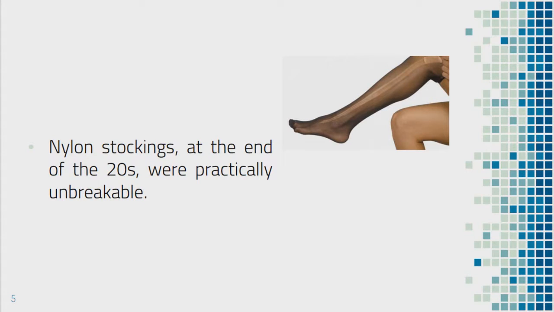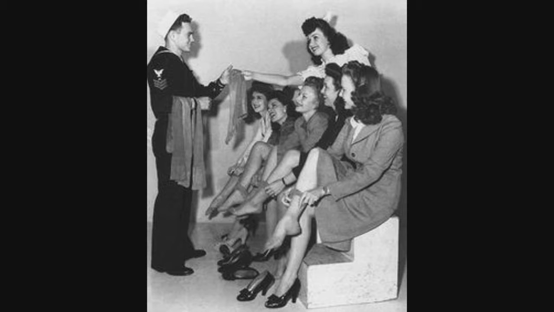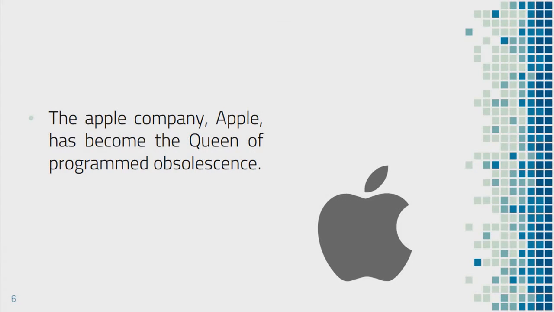Nylon stockings of the 20s were practically unbreakable. Their success among women was total, but the sale of these types of products declined because they didn't need to buy new ones. A few years later, they began to market a more fragile stocking that broke easily, which multiplied the numbers of sales.